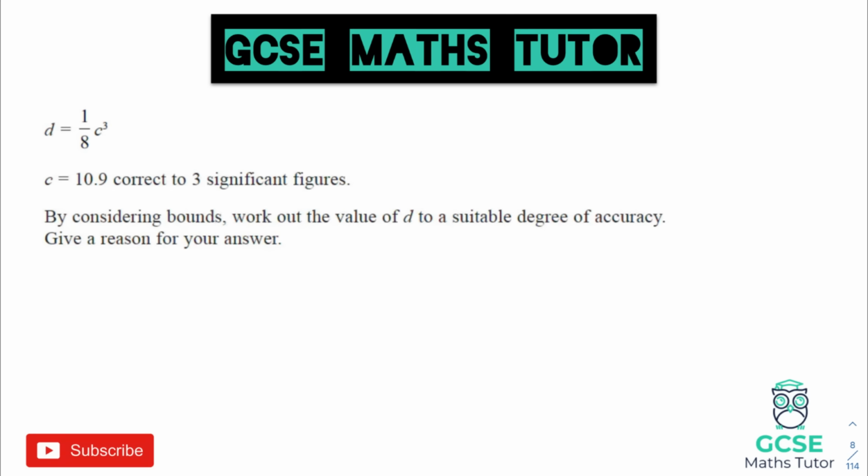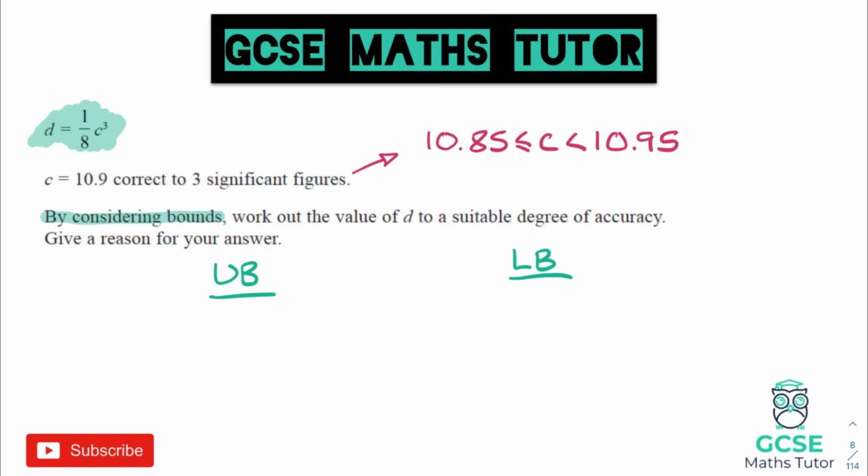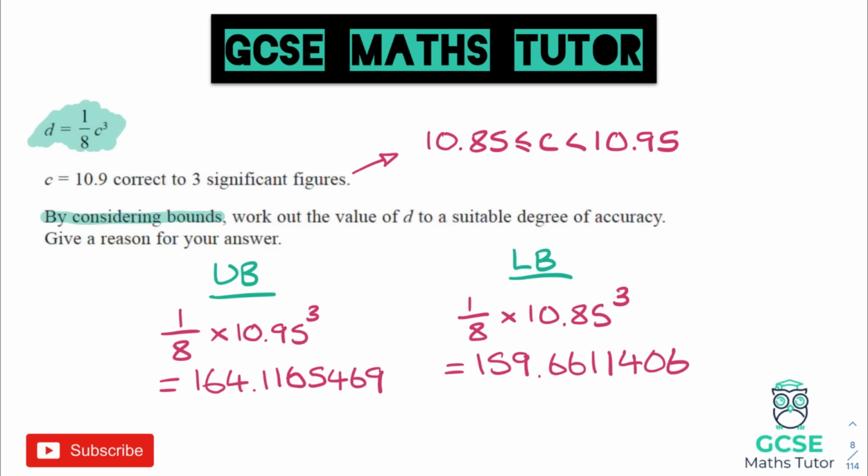When you're looking at bounds, if you have a fraction, it's a little bit more complex, but we need to write down the error intervals for each number in the question. Here we only have one, so we write the error interval for C, and then we can use that and substitute it into our formula. So for this one, the upper bound, we'd use the larger bound there, and for the lower bound, we would obviously use our lower bound.